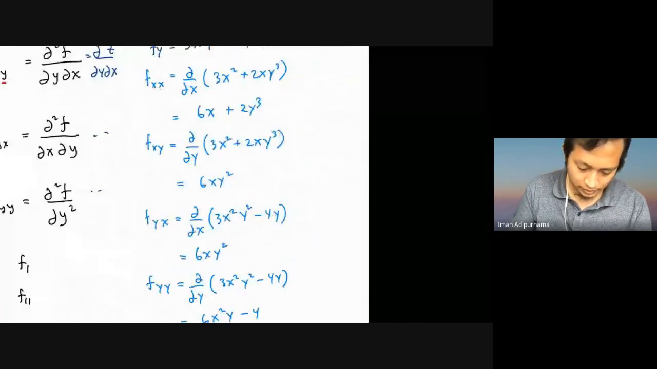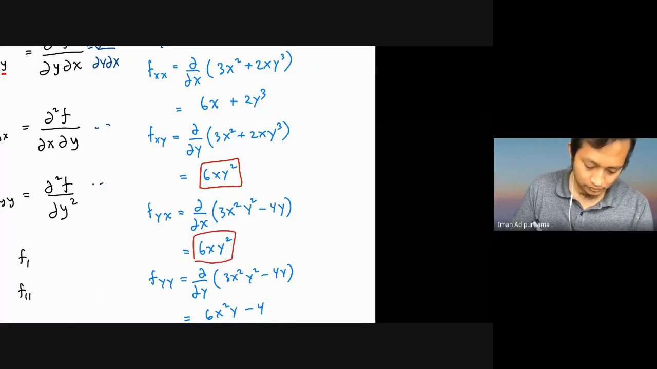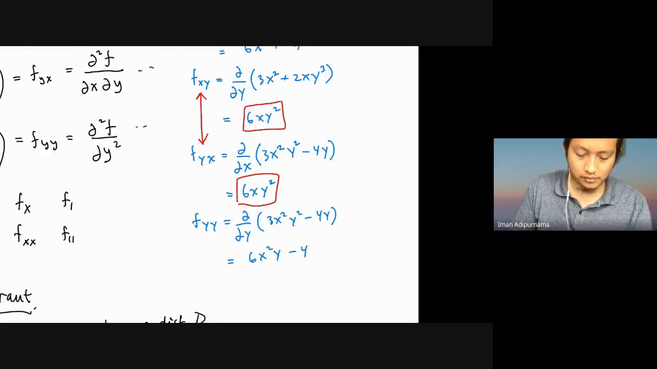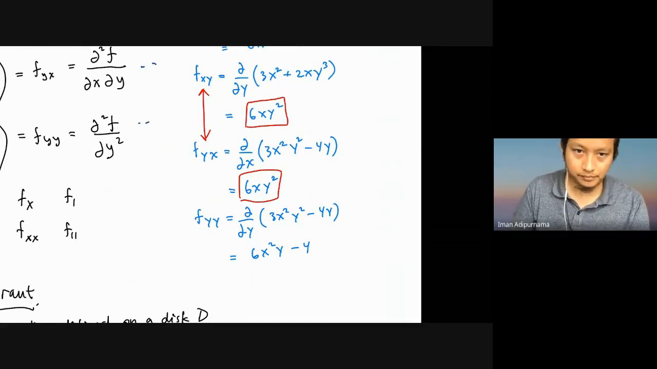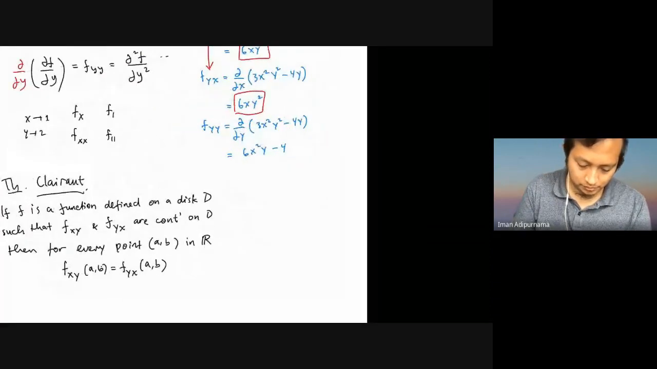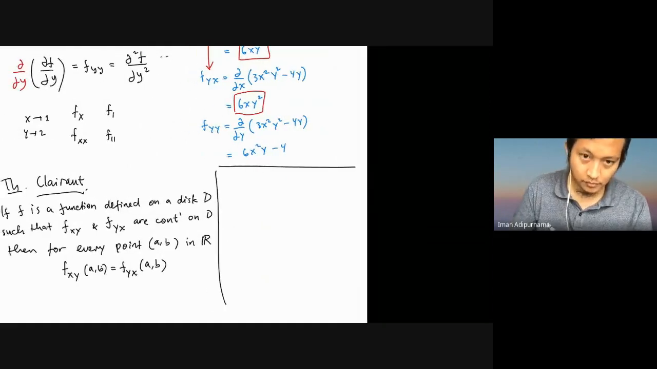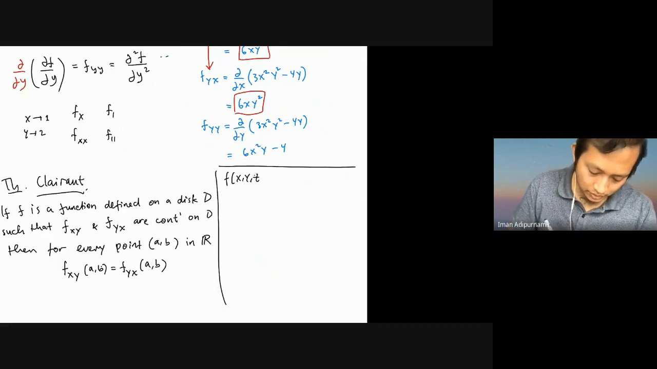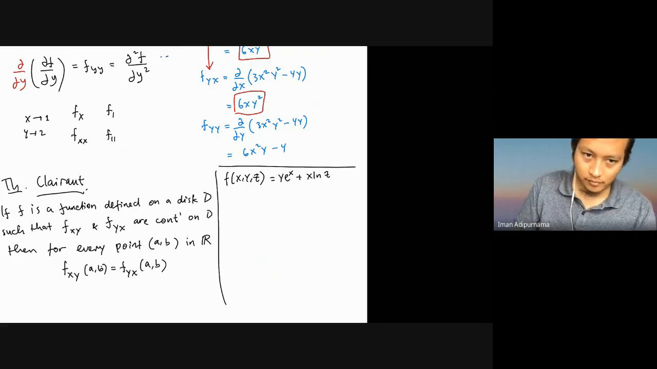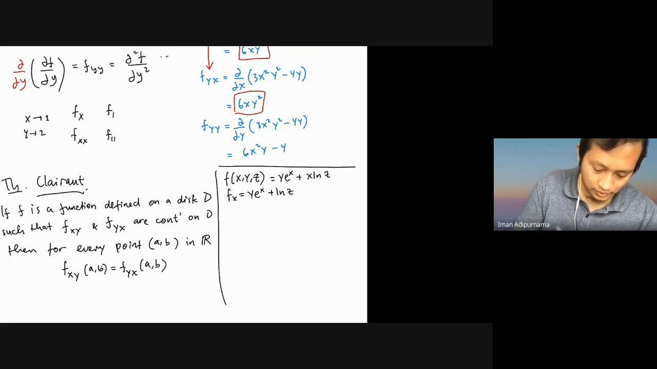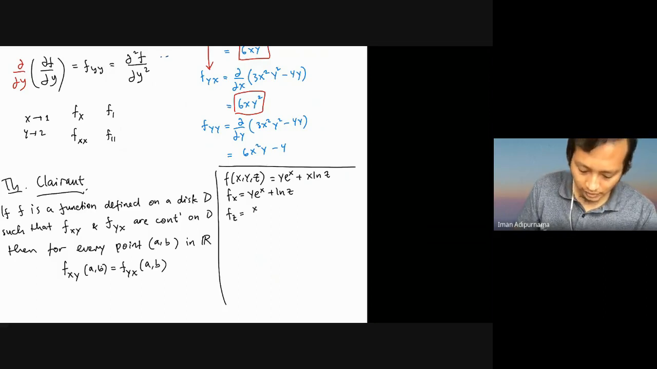If you see this theorem, you will see here, this is precisely the same, right? Okay. That's all what it is. Let me show you another example for this theorem. If we have the function f of x, y, z equals y e to the x plus x ln z. Okay, let me show you the partial x. Partial x is just this and plus ln z. Partial y, or maybe let me just write x and z. So partial z is x over z.